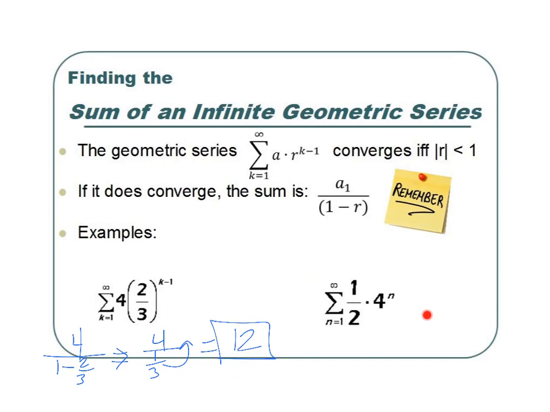Let's look at this example here. This time, the thing that's being taken to the power is the 4. 4 is not less than 1. So this is not going to be something that converges. This diverges. And so on those problems, just write diverges. And you won't go find the sum because the formula doesn't work unless it's converging.